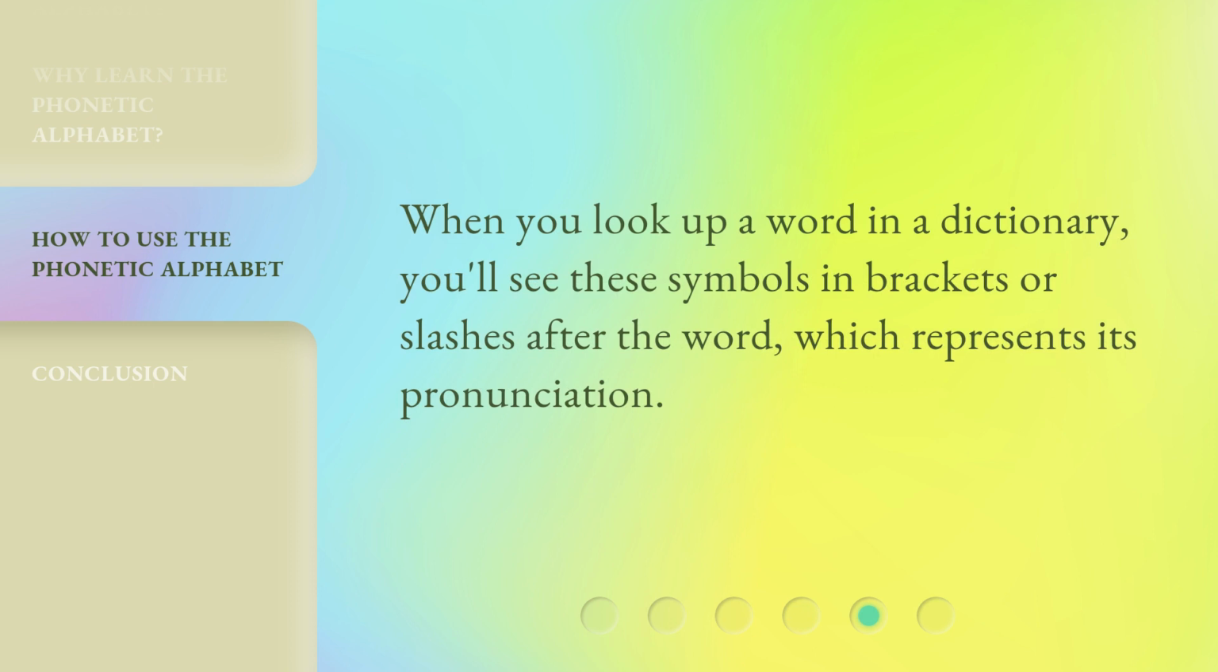When you look up a word in a dictionary, you'll see these symbols in brackets or slashes after the word, which represents its pronunciation.